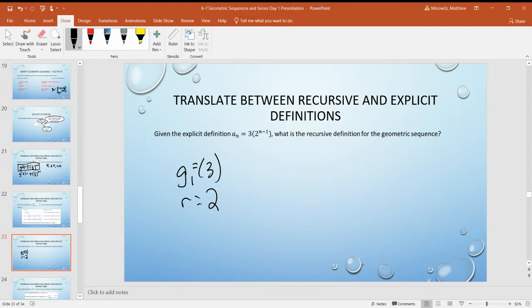So I can write it, and I'll write it in the way the book likes it. We say 3 when n is 1, and then when n is greater than 1, we take 2 times the last term. Recursive is kind of like a set of instructions where you tell them where to start and what to do to get to the next term.